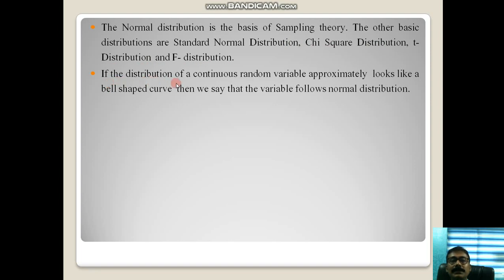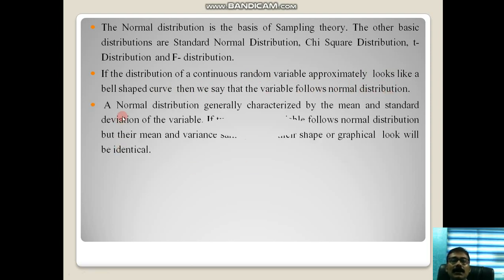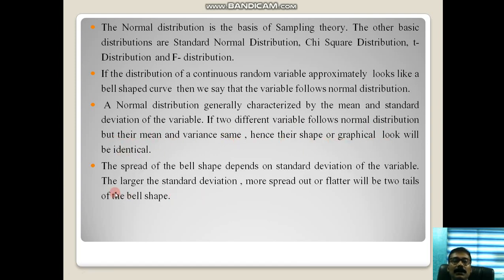Okay, if the distribution of a continuous random variable approximately looks like a bell-shaped curve, then we say that the variable follows normal distribution. We know this. A normal distribution is generally characterized by its mean and standard deviation. If two different variables follow normal distribution and their mean and variance are the same, then the shape or graphical look will be identical for the two distributions.